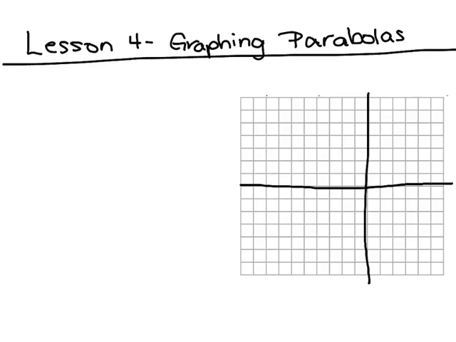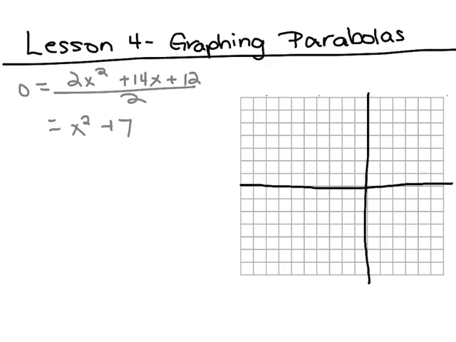Lesson 4, Graphing Parabolas. So there's multiple ways you can graph parabolas. The first way is to find your x-intercepts. So for the first one we have 2x squared plus 14x plus 12. To make this easier, we'll divide by 2 first. So we have x squared plus 7x plus 6. We want to find two numbers that add up to 7 and multiply to get 6.